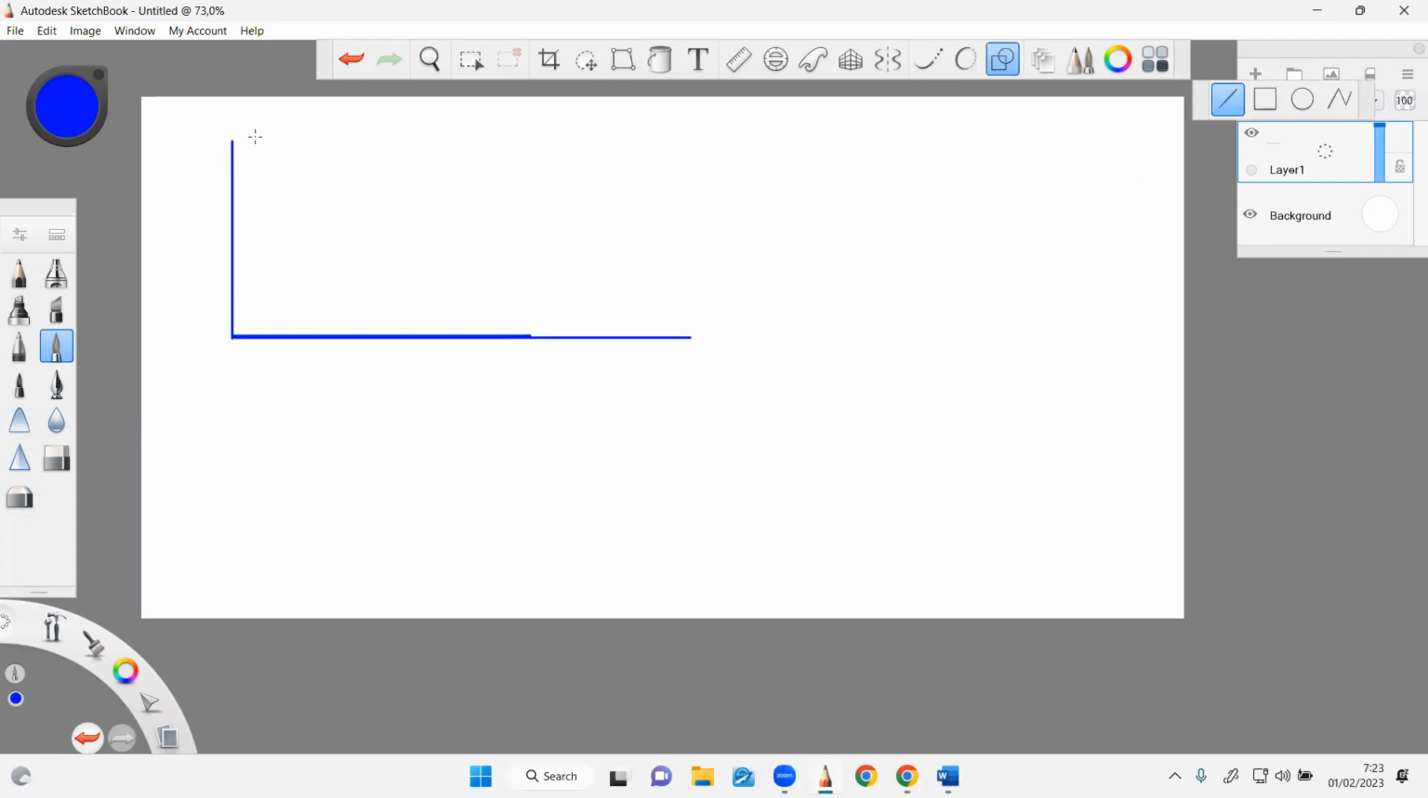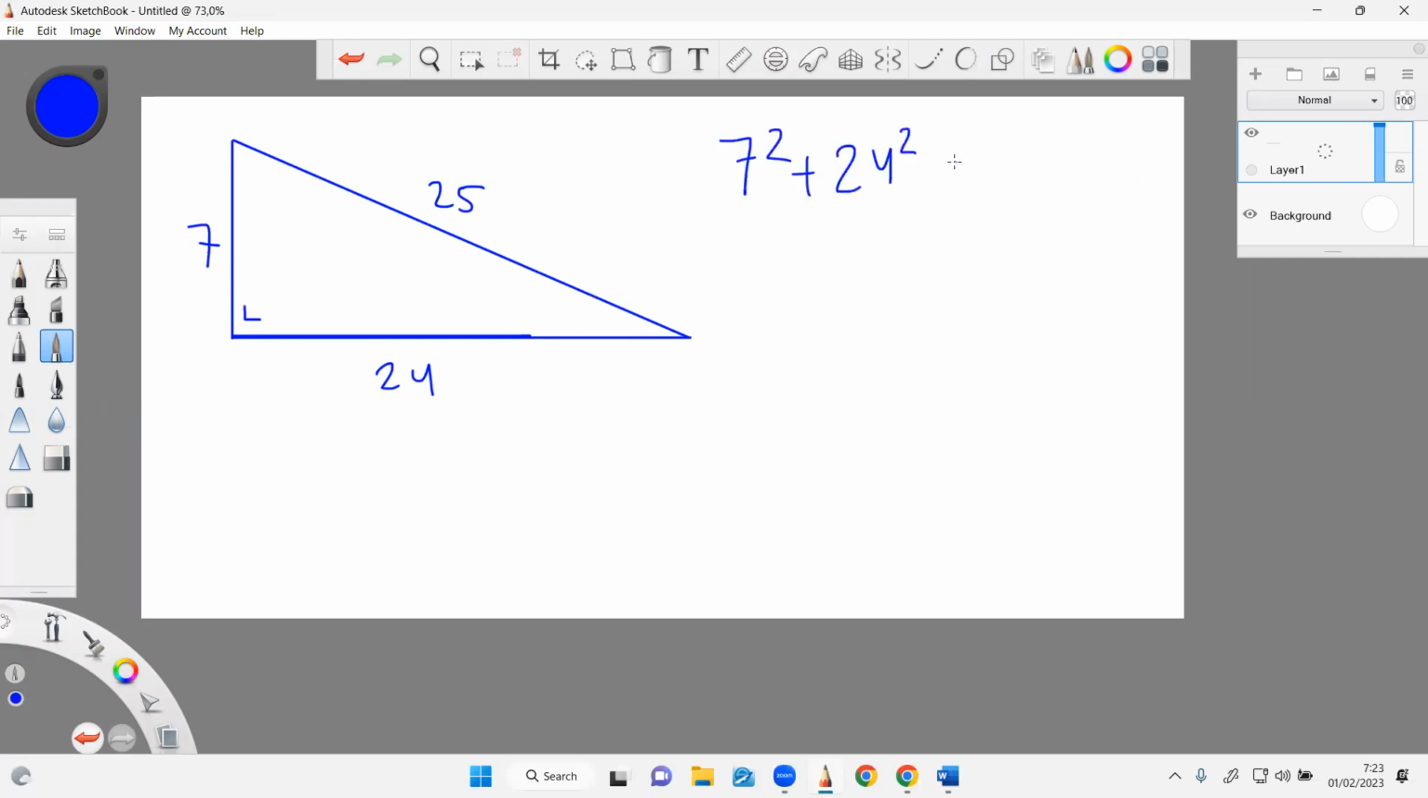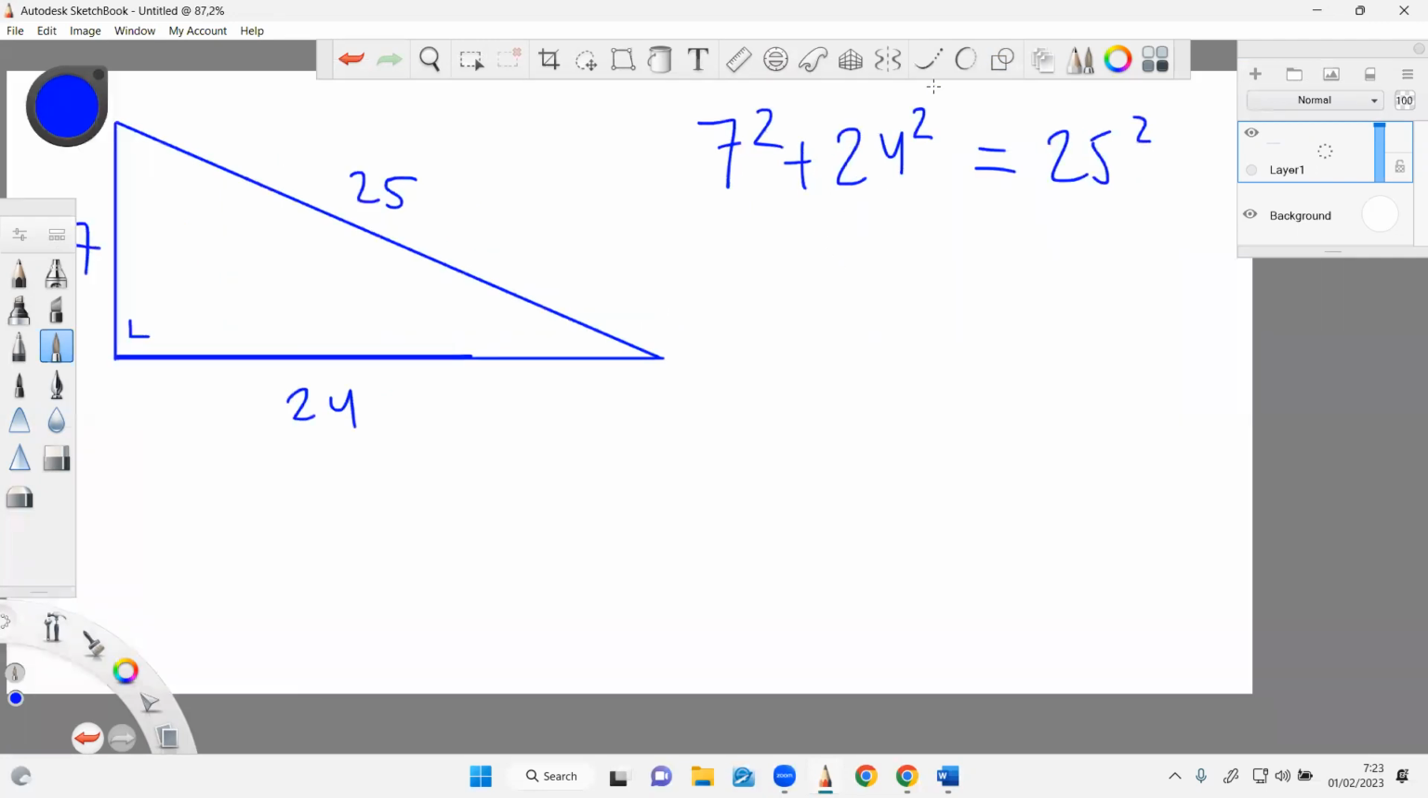Let's do this. Okay, make it a bit longer. Is 7, 24, and 25 following the Pythagoras rule? Let's check. Remember how to check? 7 square plus 24 square. Is it equal to 25 square? If it is not, then it is not following the Pythagorean triple. 49 plus... okay, please someone calculate it for me. 24 square, what is it? 576.